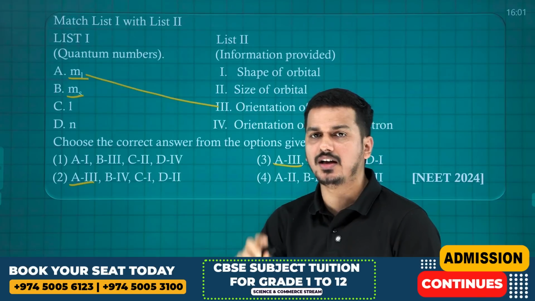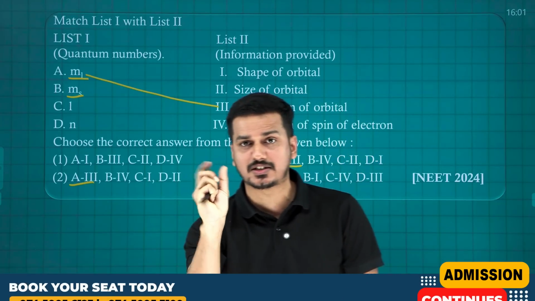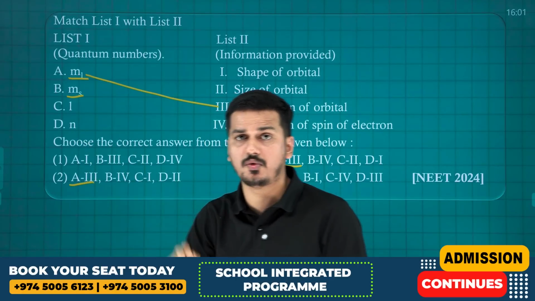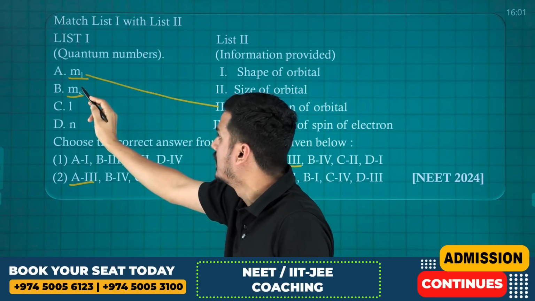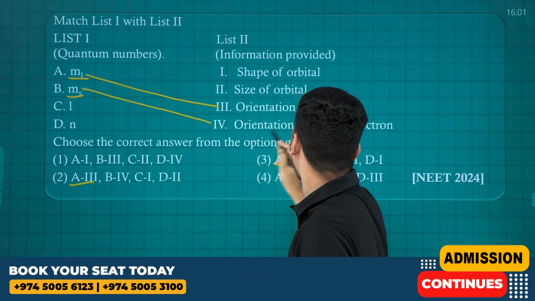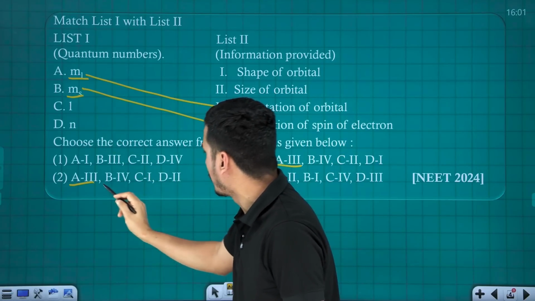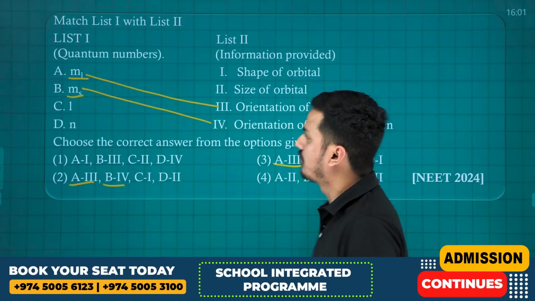That actually gives the direction of spin of the electron, whether it is clockwise or anti-clockwise. That is the one and only experimentally determined quantum number. So I can connect it with 4, the orientation of spin of the electron. So B with 4, here also B with 4.